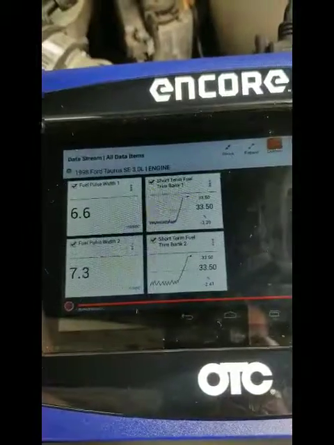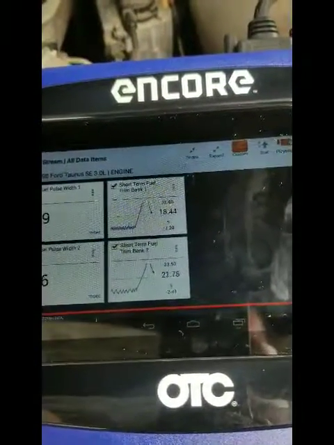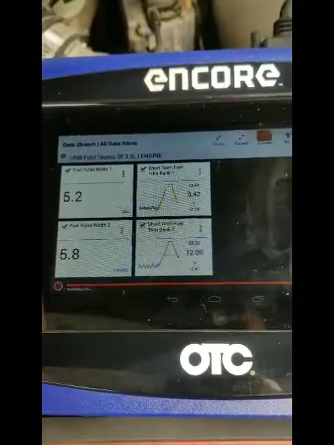And when I plug it up, you watch short-term fuel trim drop back down, and pulse width starts to go back to normal.